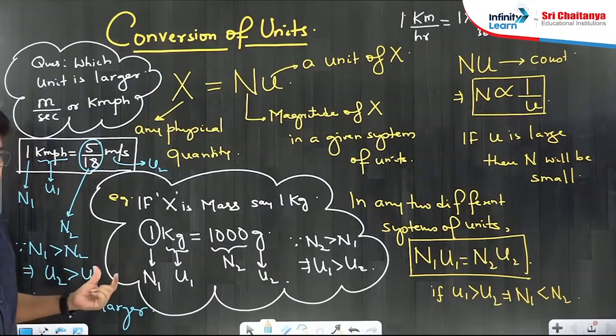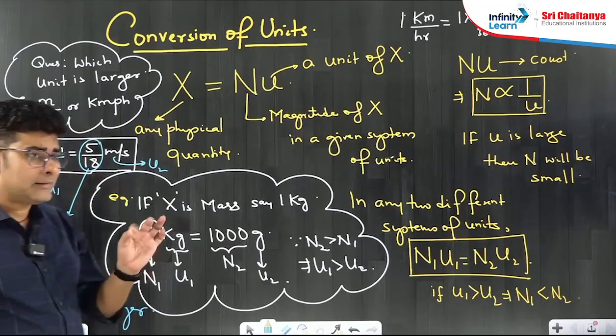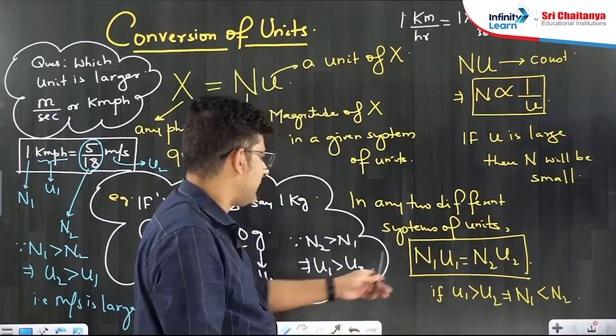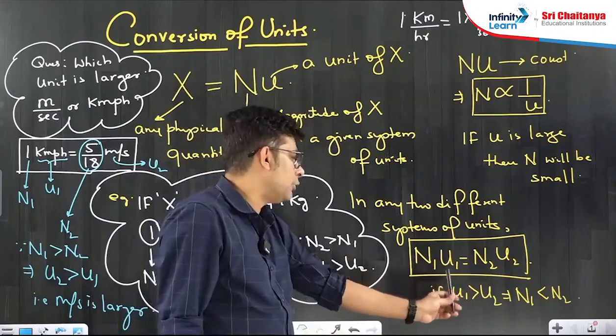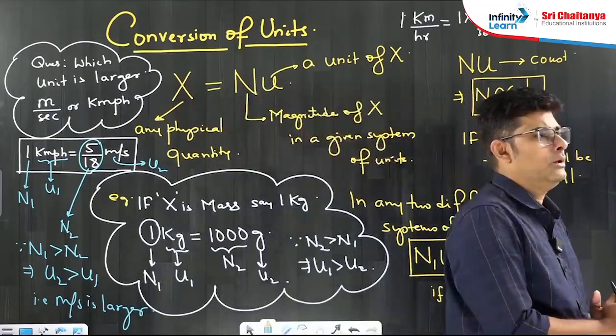So here meter per second is a larger unit compared to kilometer per hour. Whenever you have the slightest doubt in your mind, you always have this way of checking. You will just use N1 U1 equals N2 U2. Is it clear to all of you? Okay.